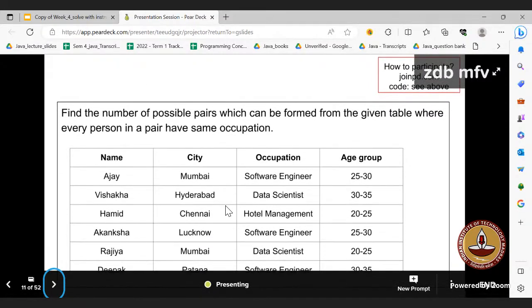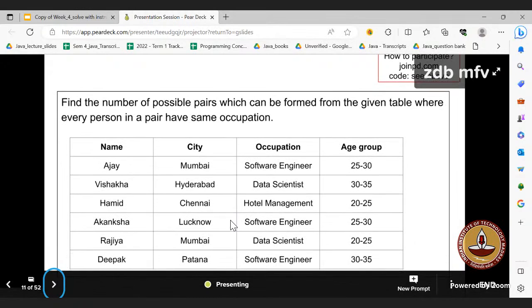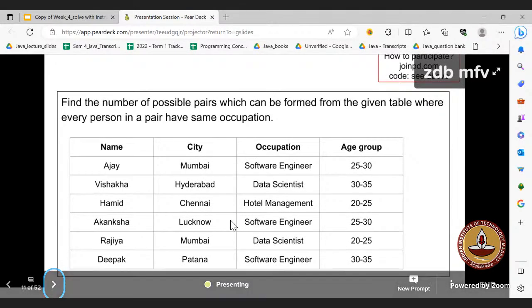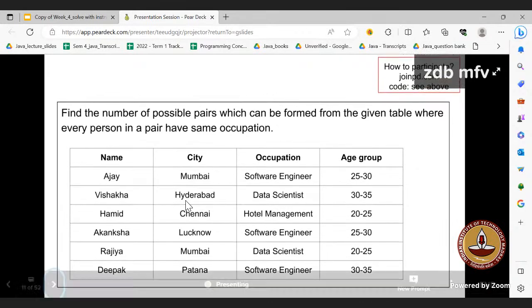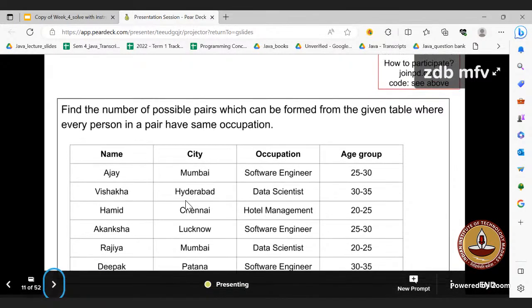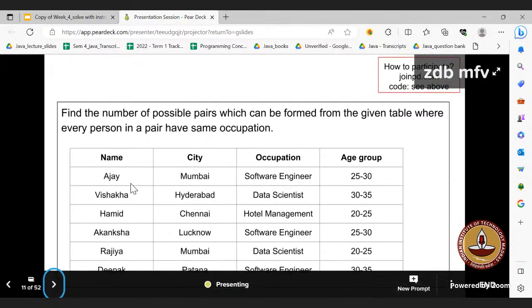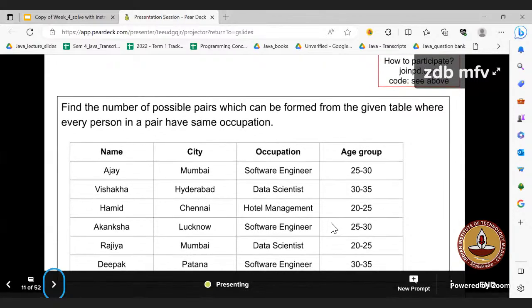Ma'am, we can also do it by binning, right? Yeah, binning also we can do. We can bin the students based on their occupation and we'll get the number of pairs. That also we can do.